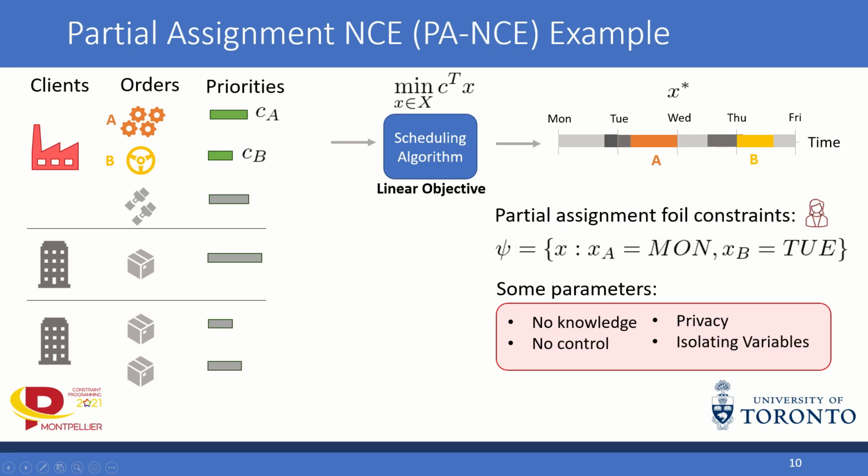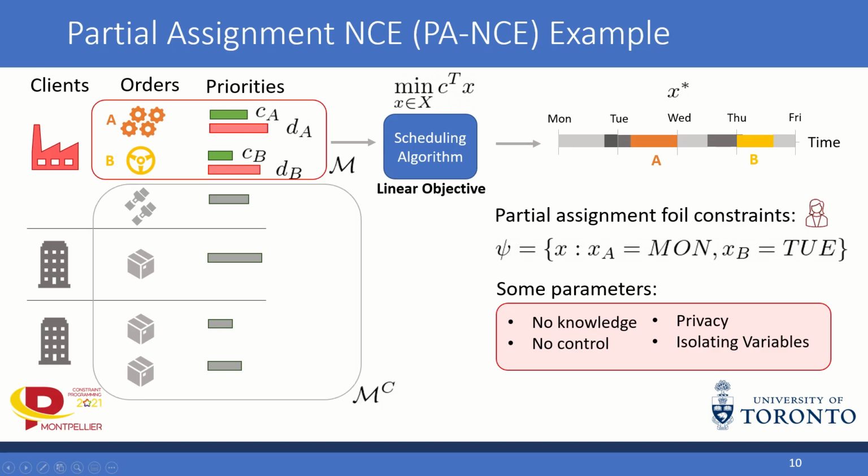And so instead of presenting the user with the minimal change across all of the order priorities, we'll instead include in our explanation only the priorities associated with the variables that the user included in their question. So in this case, variables A and B. And so we'll use the set M to denote the variables that were included in the FOIL constraints and the corresponding objective parameters. And for those variables that are not in this set, we will require that their corresponding objective parameters remain at their initial values for the explanation.